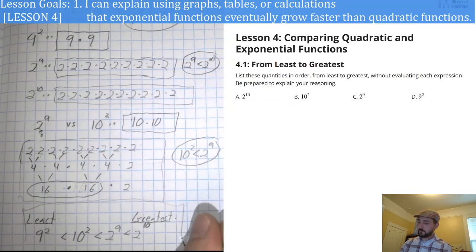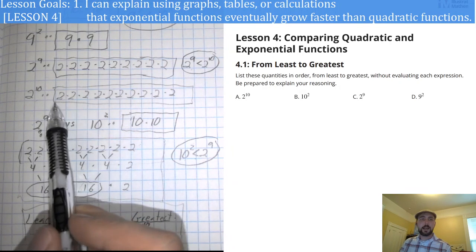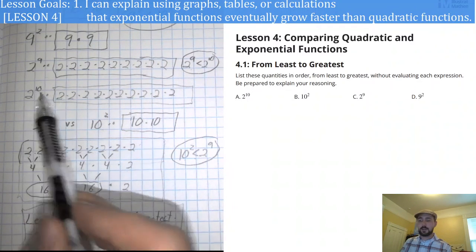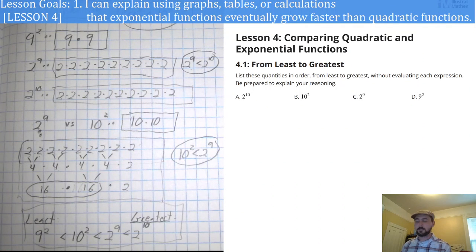So that's our warm-up, giving us a brief reminder about how to count exponents, right? 2 to the 10th means 10 copies of 2, etc. And it's also getting us a chance to think about how, even though 9 and 10 are much bigger than 2, 10 squared is still much smaller than 2 to the 9th power.